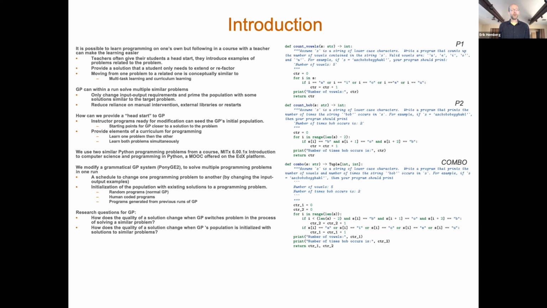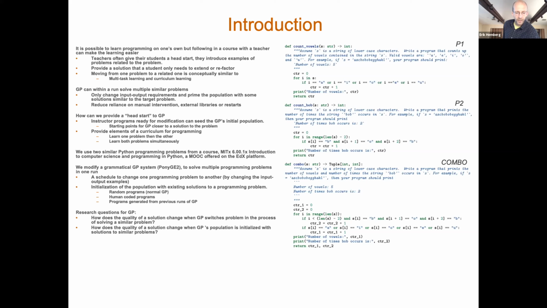So in this paper, the research questions we're interested in are: how can the quality of a solution change when GP switches the problem within the run to a similar problem? And how does the quality of a solution change when we have a GP population initialized with solutions to a similar problem?